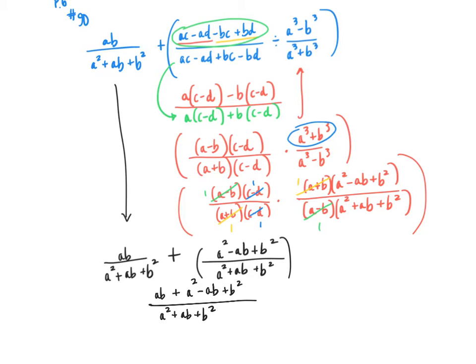Now I do notice that I can simplify that numerator because when I'm collecting my like terms, that AB minus AB is going to cancel. So I've got A squared plus B squared over A squared plus AB plus B squared. And I can't go any further. I've got a sum of squares, which I can't factor. And that's my answer.